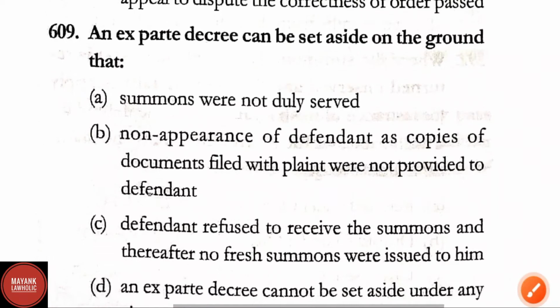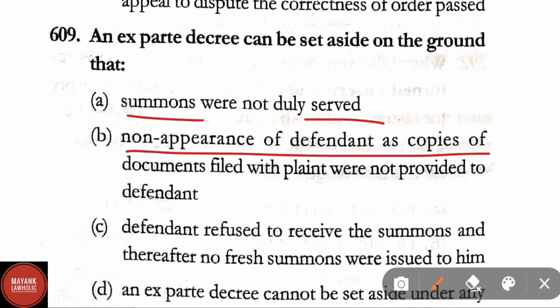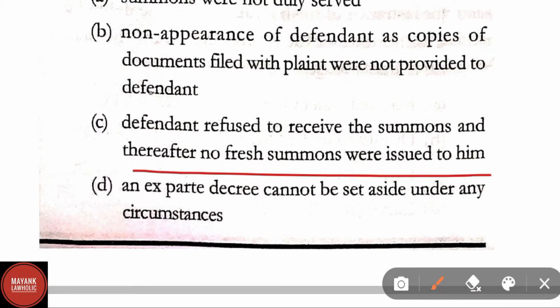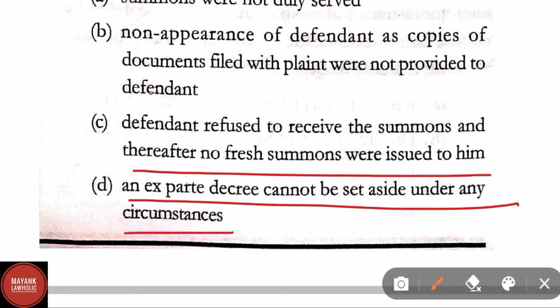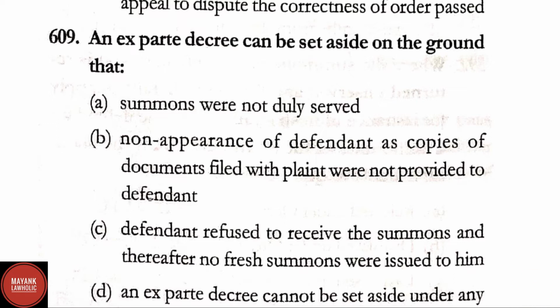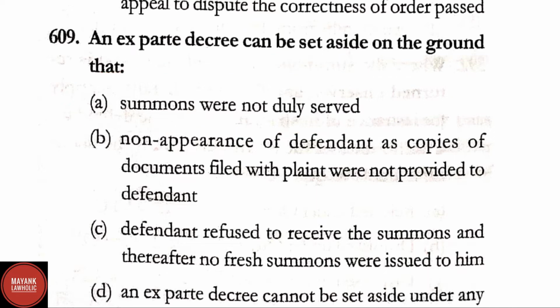Question number 609. An ex parte decree can be set aside on the ground that summons were not duly served, non-appearance of the defendant as copies of the documents filed with plaintiff were not provided by the defendant, defendant refused to receive the summons and thereafter no fresh summons were issued to him. An ex parte decree cannot be set aside under any circumstances. Here in question number 609, correct answer is option A, that is summons were not duly served. An ex parte decree can be set aside on the ground that summons were not duly served.